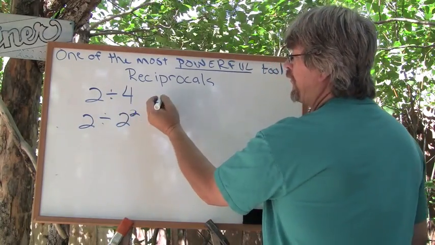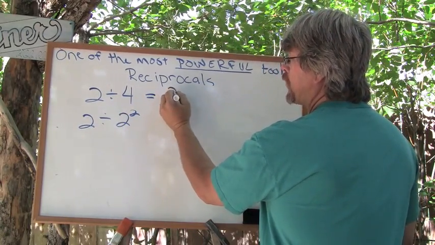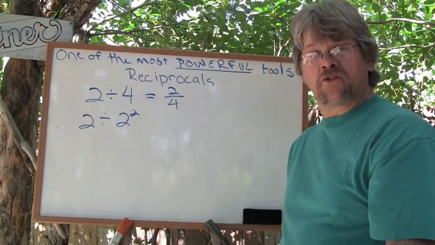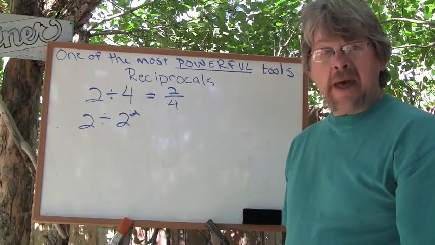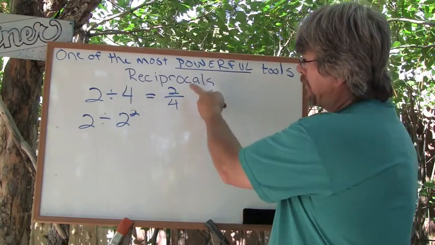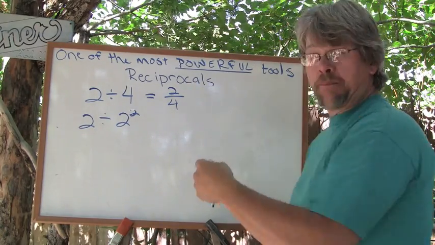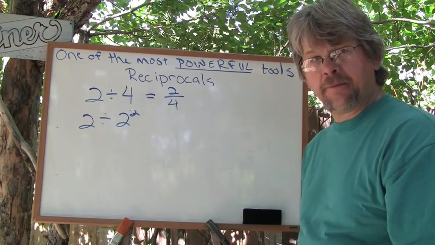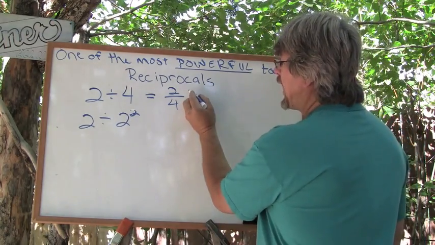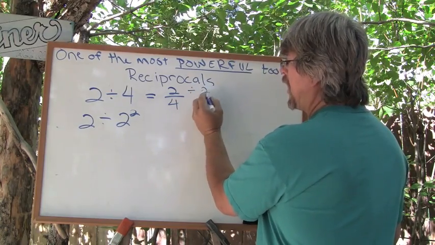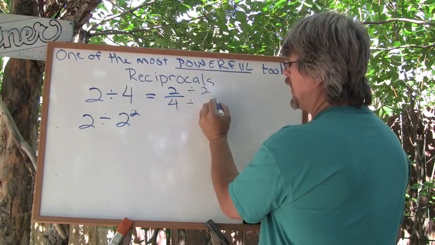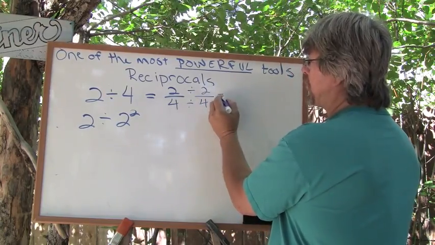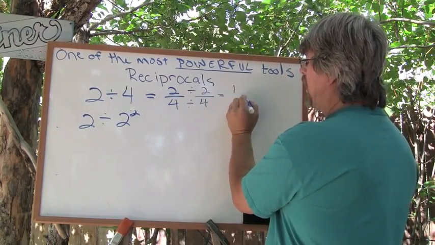2 divided by 4 equals 2 over 4. Would you agree with that? I think so. Now, we know the numerator and denominator are both even, so this can be simplified. We divide, we take a 2 out of each side of this, and this equals 2 divided by 2 is 1.